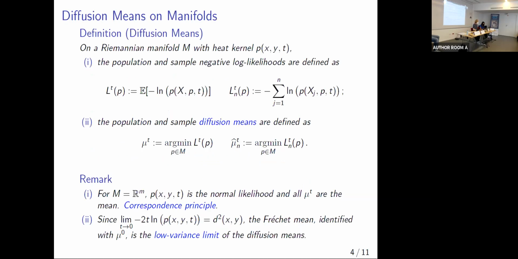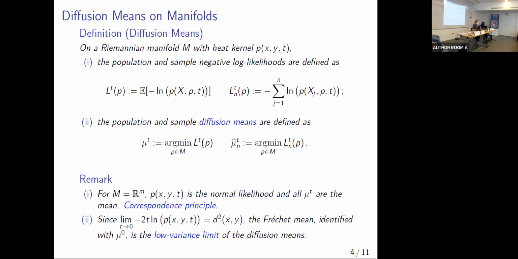All right, and then on a Riemannian manifold, with a heat kernel, we define the population and sample negative log likelihoods here as the expected value of the negative log of the heat kernel, or minus the sum of the logs of the heat kernels. And the population and sample diffusion means are then defined as the minimizers of these likelihoods.